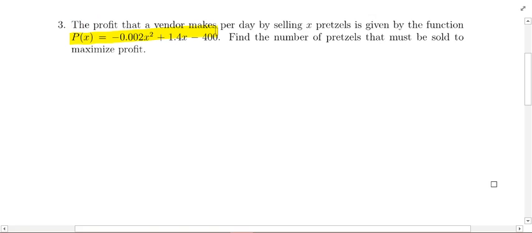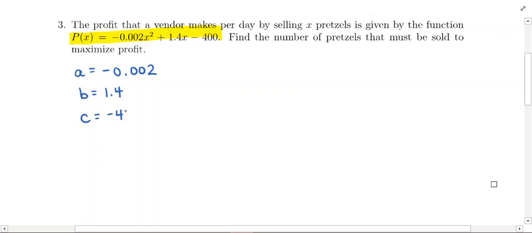When we look at it, the highest power of x in the whole thing is the second power. So let's talk a little bit about the a, b, and c and what this function represents, meaning how it works. The a value is the number in front of x squared, so it's negative 0.002. The b value is the number in front of x. It is 1.4, and then c is the constant.